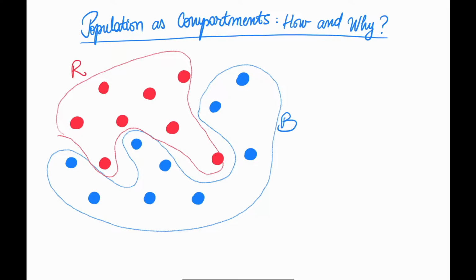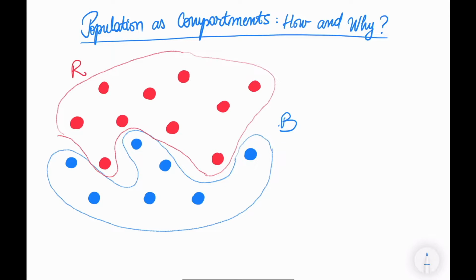Let's assume now that a blue individual can spontaneously turn red. As we can see, two individuals that were previously blue on the right-hand side have turned red. Hence, the compartment's shape will suffer a change. Like this.